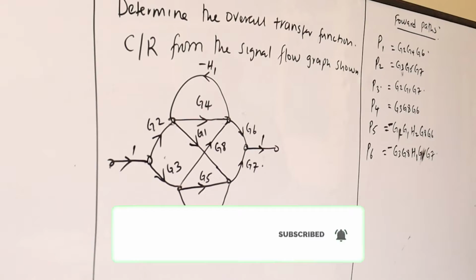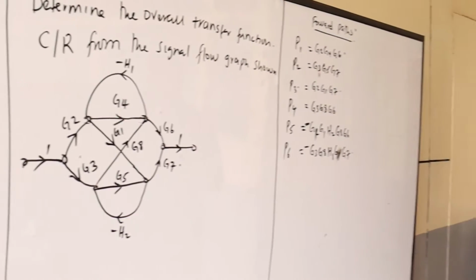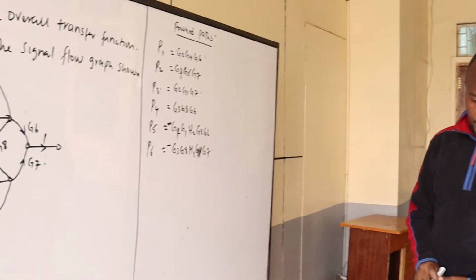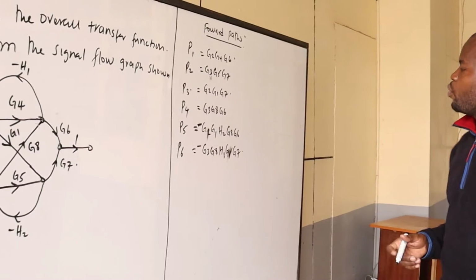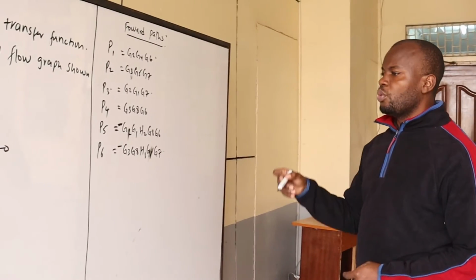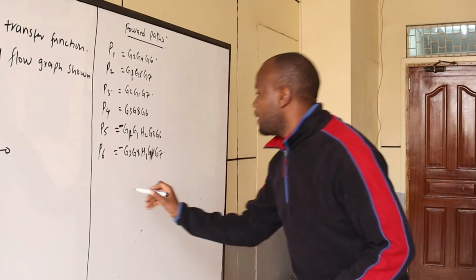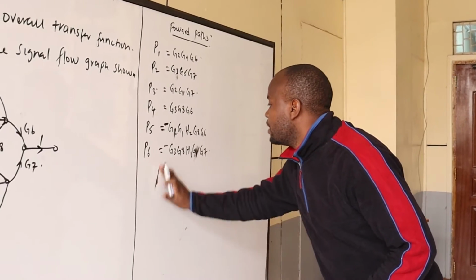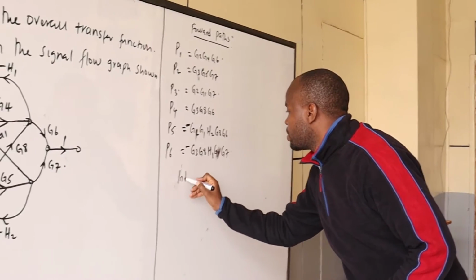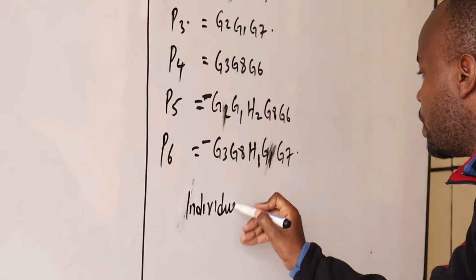So by inspection, you start by identifying the forward paths. So we have identified the forward paths. Then afterwards, we are going to look at the individual loops. The second part of our inspection is going to be looking at the individual loops.